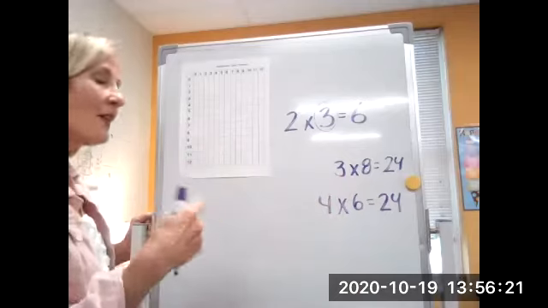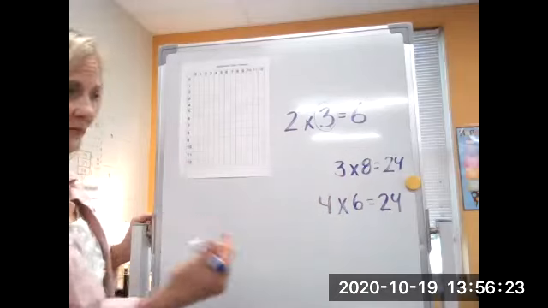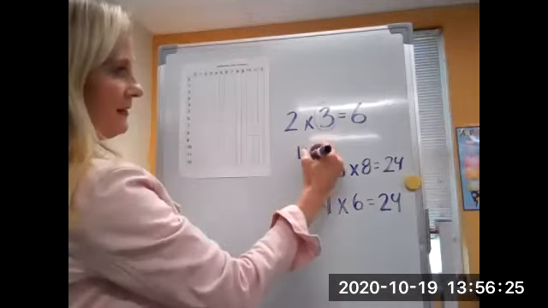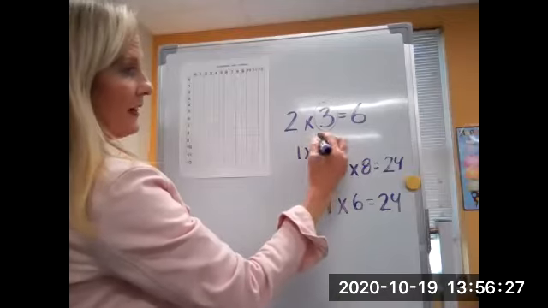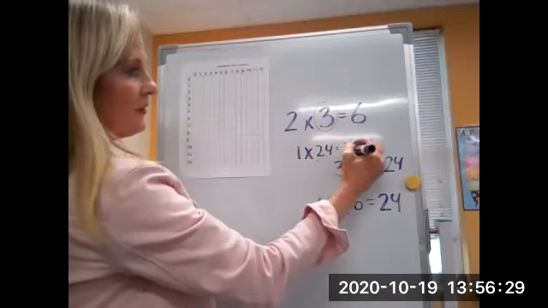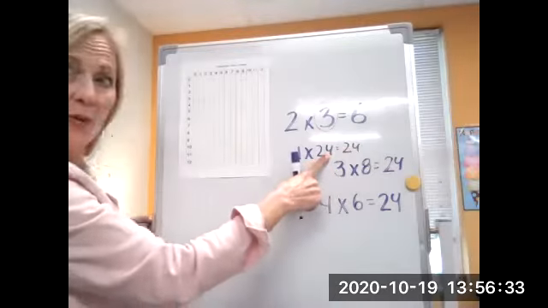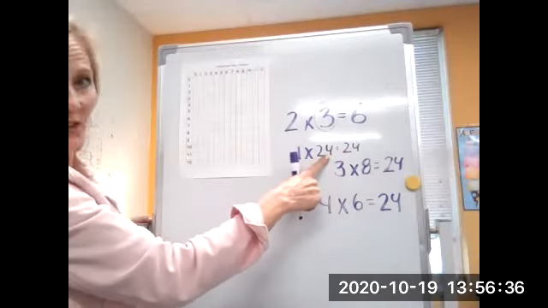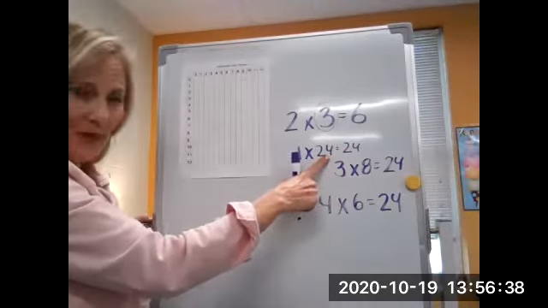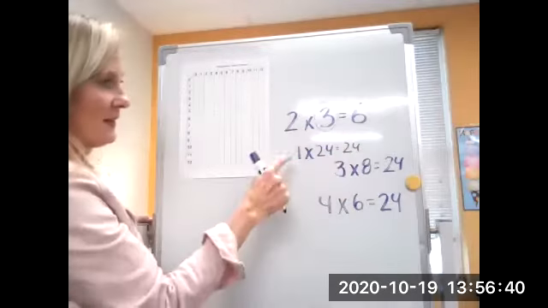You might be thinking, I know other ways to make 24 as well. 1 times 24, right, is 24. So I could say 24 is a multiple of 24. Why? Because 24 is one of the factors multiplied together to get the product.